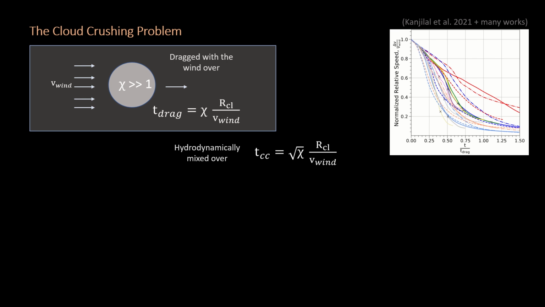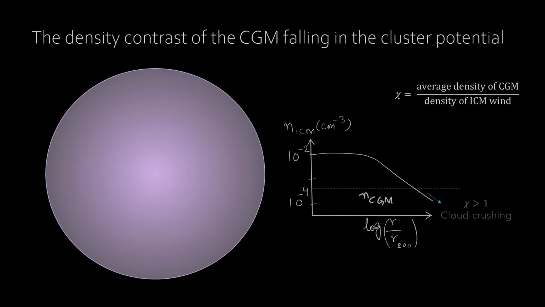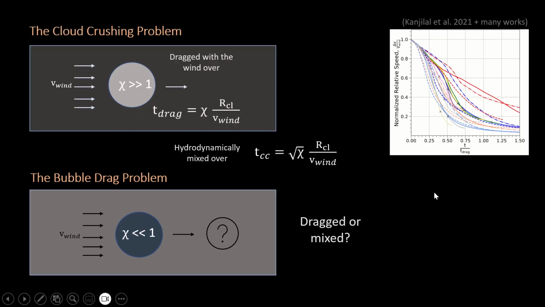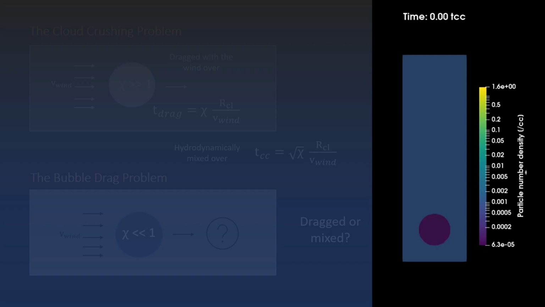There are two important timescales in the problem: the drag time, over which the cloud becomes co-moving with the wind, and it is proportional to the density contrast and the cloud size, and inversely proportional to the relative velocity. The second timescale is the hydrodynamic mixing timescale, which progresses faster as it is dependent on the square root of the density contrast. The galaxy can also be in an orbit where it passes close to the cluster core, and the typical ICM density can be higher than the CGM density. In that case, it would behave like a bubble which is being pushed by a dense wind. So what happens to it?